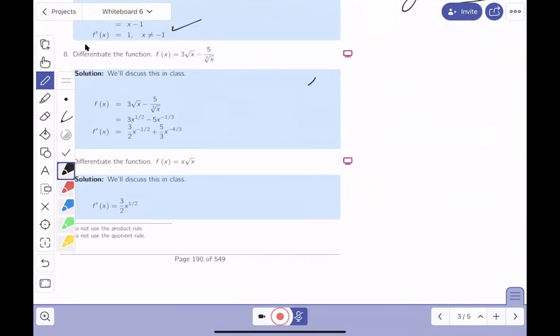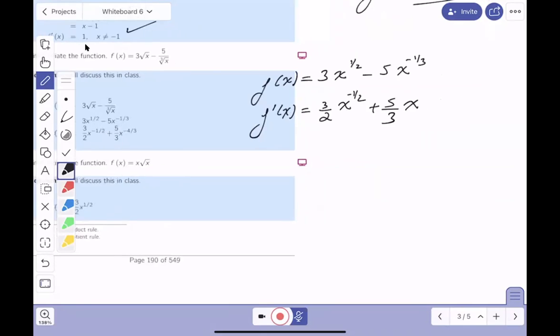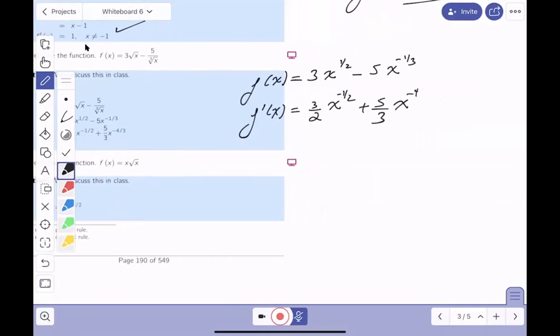Let's write this down. I'm going to write it a little differently. What's f of x? It's 3x to the 1/2 power minus 5x to the... and what would that be? That would be minus 1/3, right? Let's write the derivative down. Well, that's going to be 3 times 1/2, which is 3 halves. I'm going to reduce the exponent by 1. That's minus 1/2. This is going to be plus 5/3, and I'm going to reduce that exponent by 1, which would be minus 4/3.